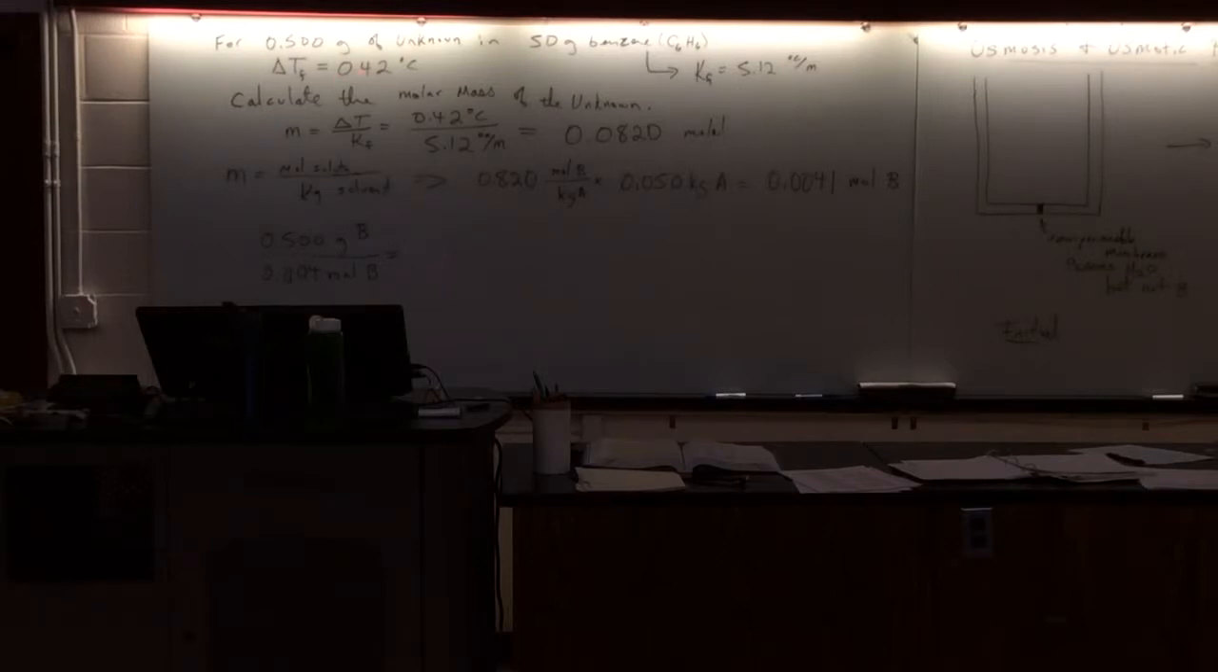Now, what was the freezing point of that? It would be the freezing point of pure solvent minus that. Well, for this problem, I just gave you the depression. If I gave you the freezing point, then you'd have to take that difference, and that's it. All right. So we're going to calculate the molar mass of this unknown stuff.